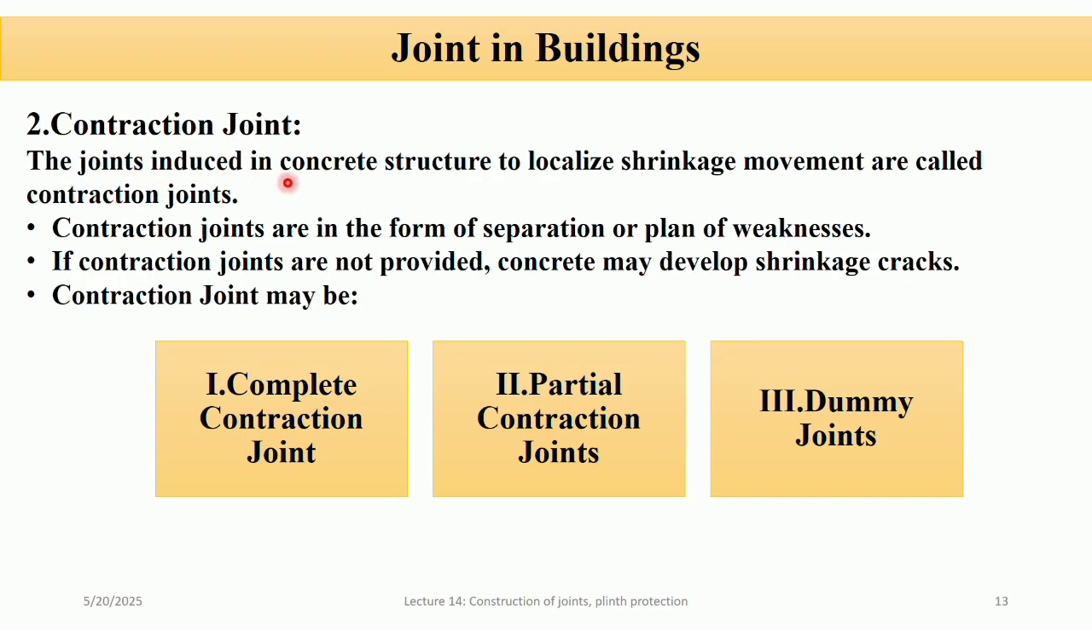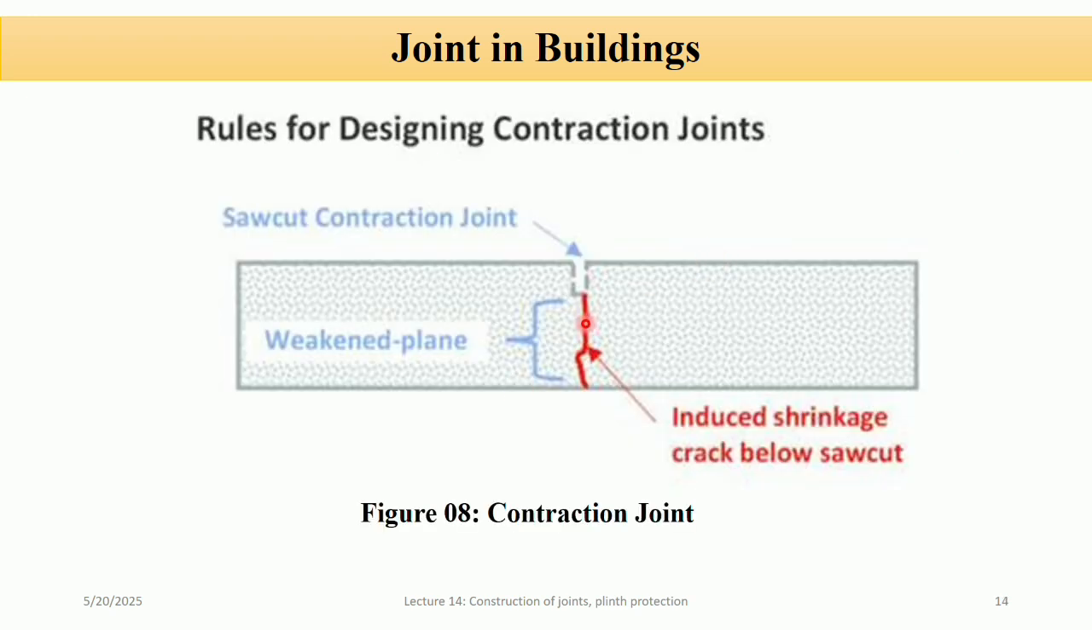The joints induced in a concrete structure to localize shrinkage movement are called contraction joints. Contraction joints act as a plane of weakness where cracks are likely to form in a controlled manner. You can see in the figure, these joints localize the movement caused by shrinkage, ensuring that any cracking happens along the joint line rather than randomly across the concrete surface.